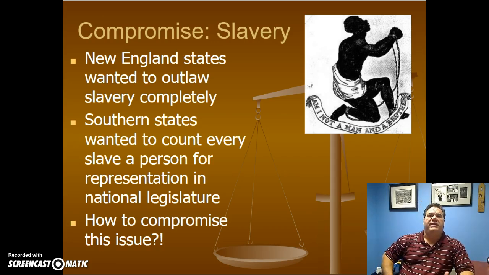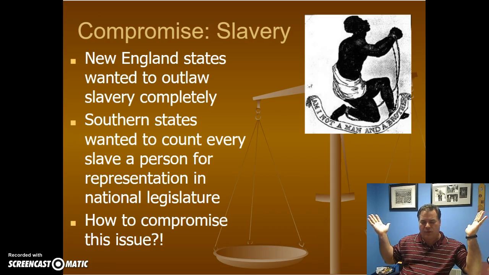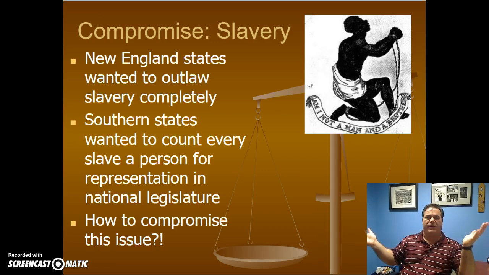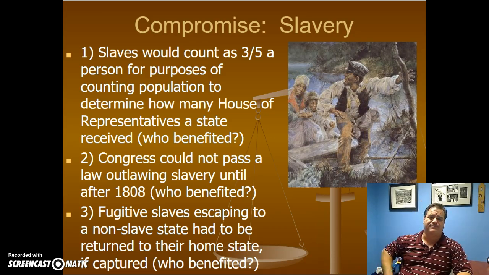Now, the big issue was slavery. New England states wanted to outlaw slavery completely. Okay, it offended their religious sensibilities, it offended their moral sensibilities. Southern states wanted to count every slave as a person for representation in the national legislature. So you have two positions with a gulf between them. Okay, how do you bridge this issue? One side believes in the ownership of slaves and the other doesn't. How do you bridge this gap? Well, here are the 3 compromises incorporated into the Constitution.